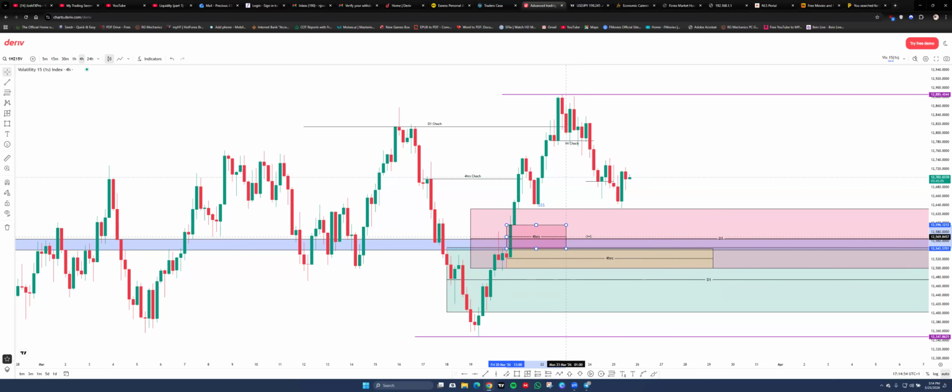So this was a fair value gap, and this is a 4 hours. I just changed the color so it could be noticed. So this is a 4 hours order block. So it could still come back, and there's a zone there.